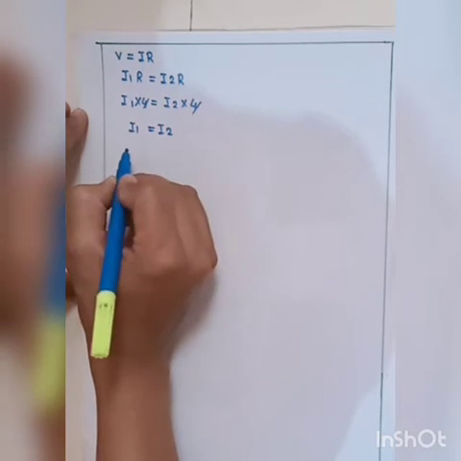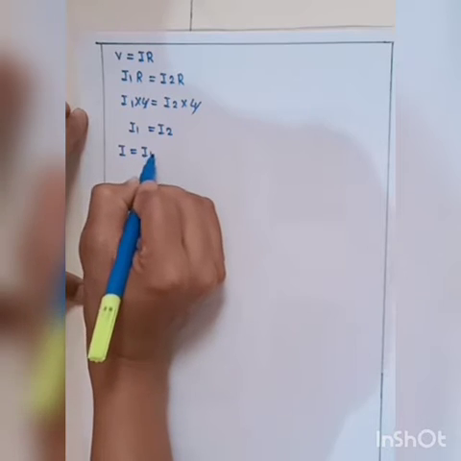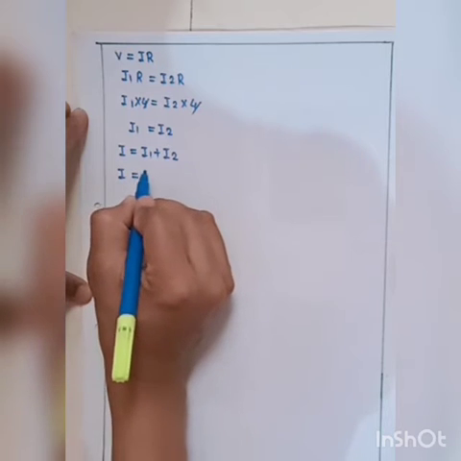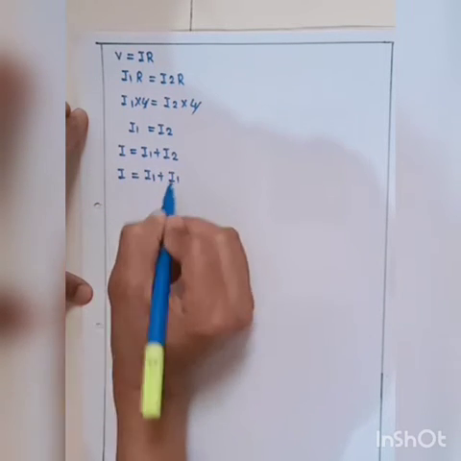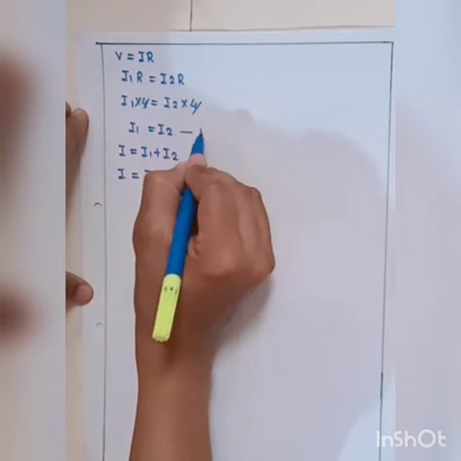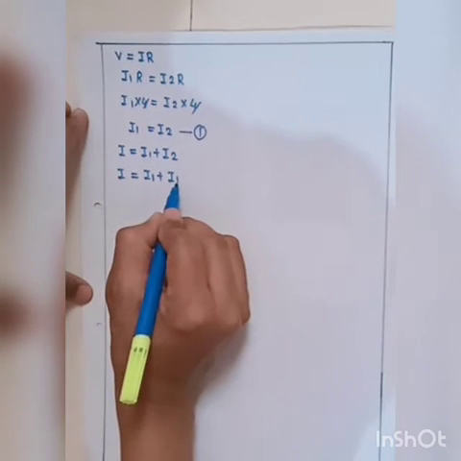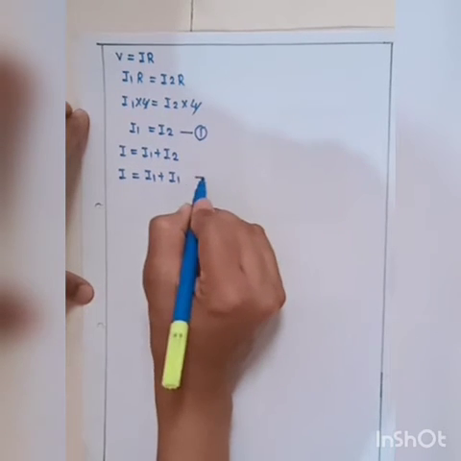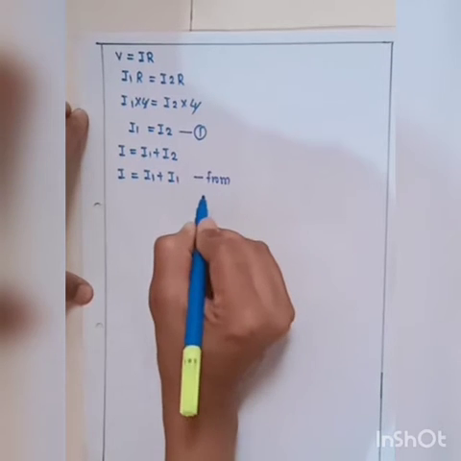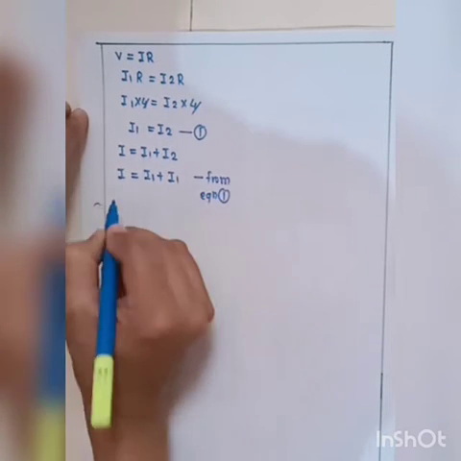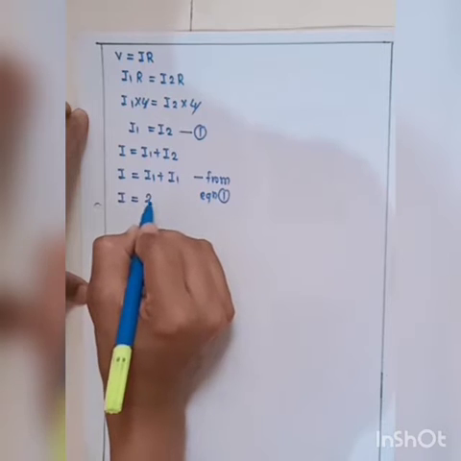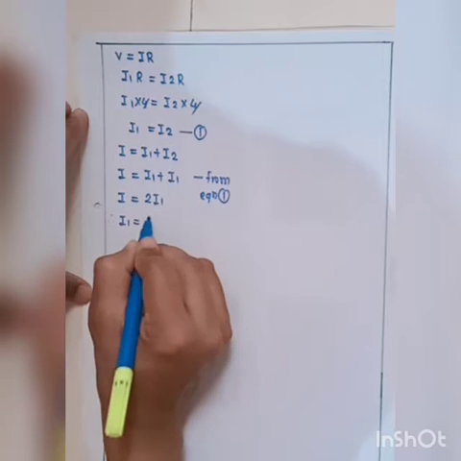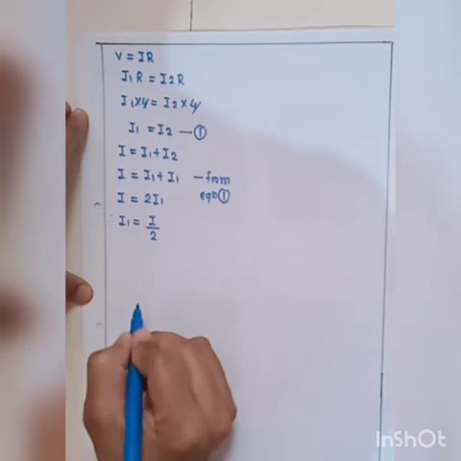So we know that total current I is equal to I1 plus I2, but I1 is equal to I2, so we get I1 plus I1, from equation 1. So we get total current I is equal to 2 I1, that is we can write I1 is equal to total current I upon 2.